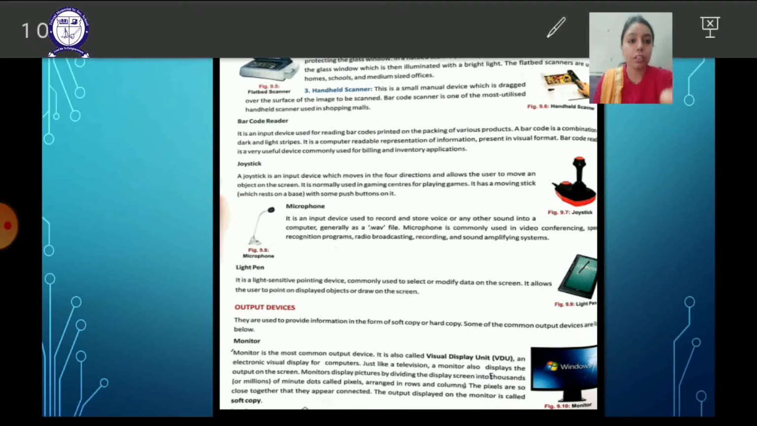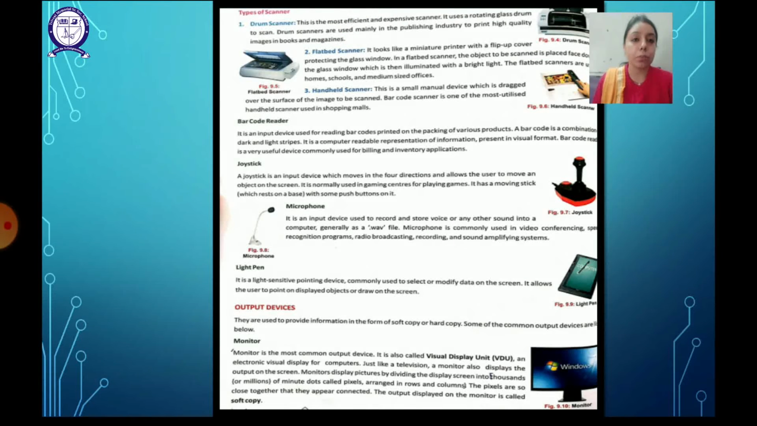Next we have the types of scanner. Since we have learned about the scanner, a printer converts a soft copy into hard copy and the opposite work, that is converting the hard copy into the soft copy, is the work of the scanner. We have different types of scanner, like the drum scanner, which is the most efficient and the most expensive scanner, and it uses a rotating glass drum to scan.